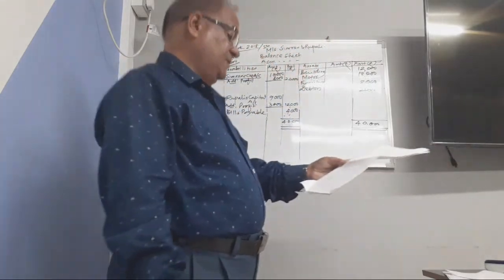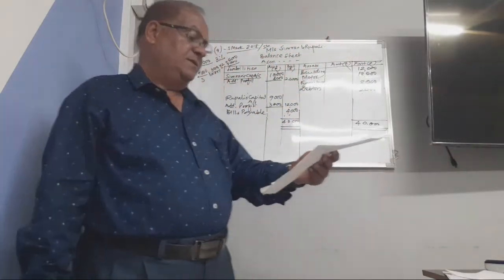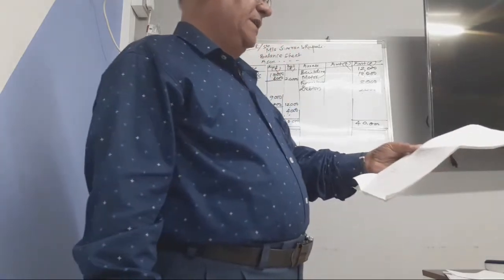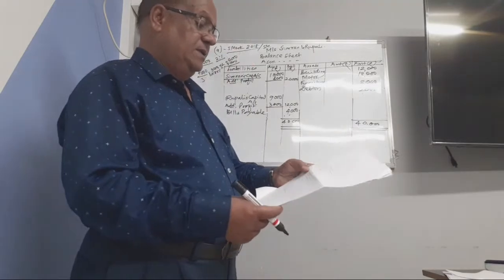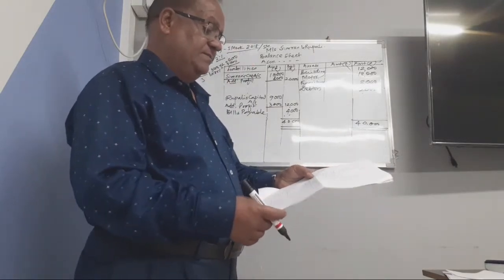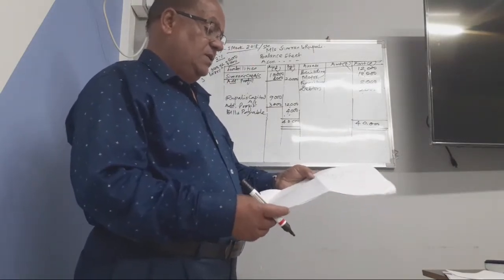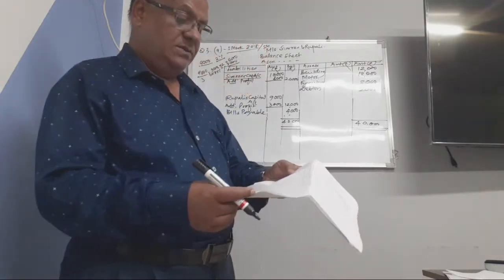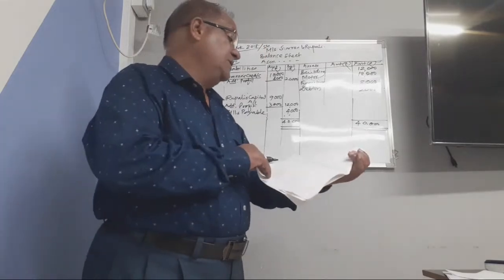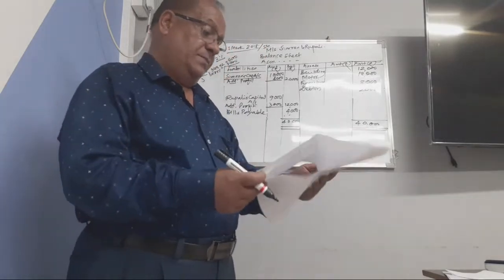Now we'll see here. Another thing they can ask us: give the journal entries of these things to you. After that, prepare the production account. The production account they ask us. What is the preparation they ask you?